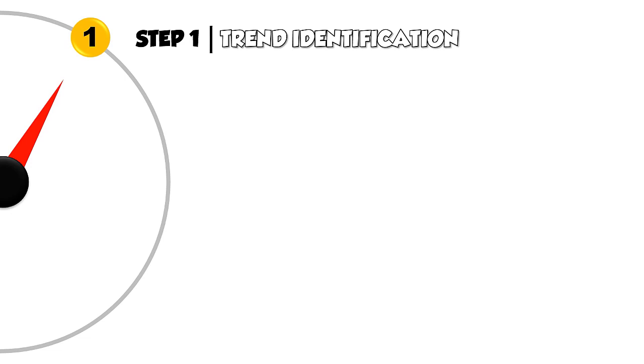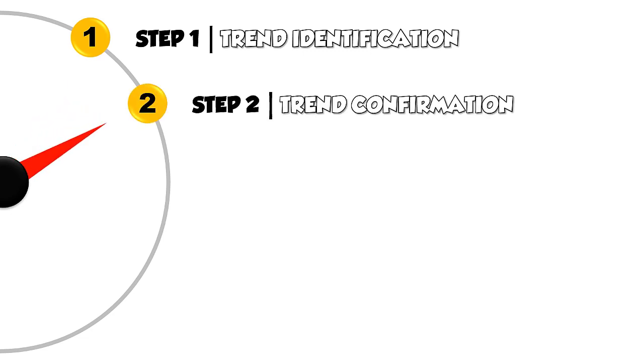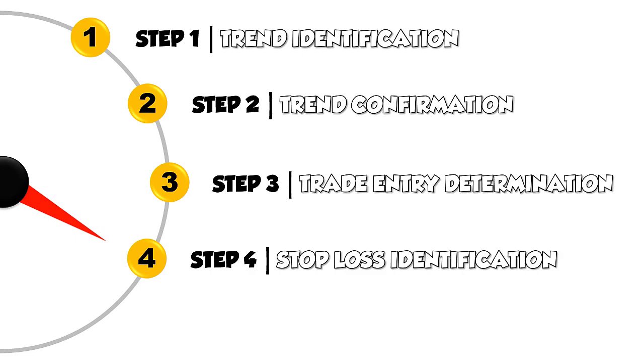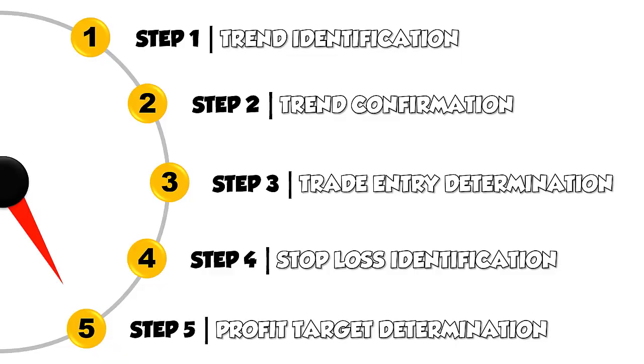The first step in the strategy's low-risk, high-probability trade setup identification process is trend identification. The second step is trend confirmation. And right after that, we've got the third step, which is trade entry determination. The fourth step is stop loss identification. And last but not least, the fifth step is profit target determination.